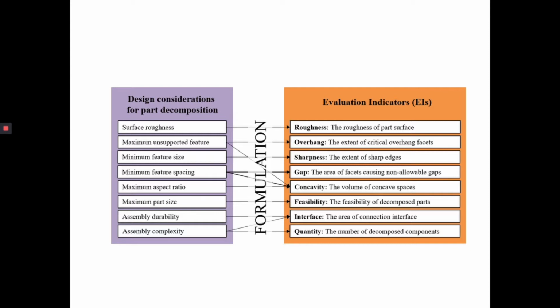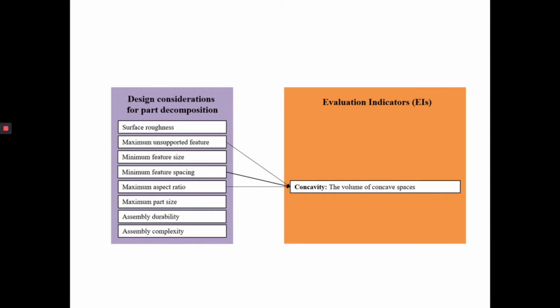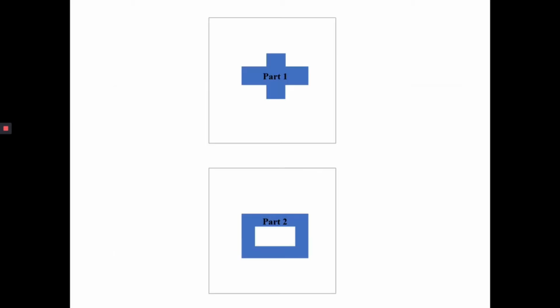Let me explain one of them. Concavity. It is the volume of concave spaces. This indicator can be used to recognize multiple design considerations. Concavity refers to a measure for concave features, such as sunken edges, hollows, and holes. Usually, the concave features cause support structures, and this issue can be solved by part decomposition.